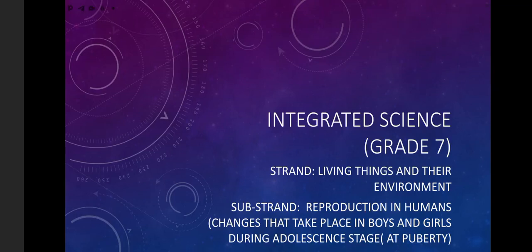Ocheng Anthony, and today I'm going to take you through Integrated Science Grade 7. We are going to handle the third strand, that is, living things and their environment. And the specific substrand that we are going to discuss today is reproduction in humans, and specifically, we are going to handle the changes that normally take place in boys and girls during the adolescence stage. Welcome.